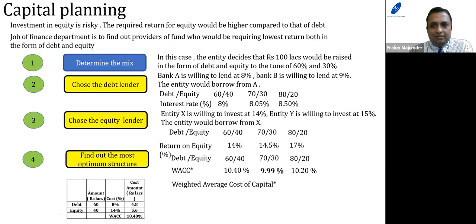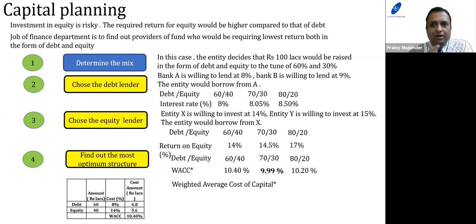So what we have discussed is how much a particular business entity would be raising and what the composition would be. This is decided by something called the capital planning exercise. Now, in the capital planning exercise, one part is the capital structure: how much would be the debt and how much would be the equity.